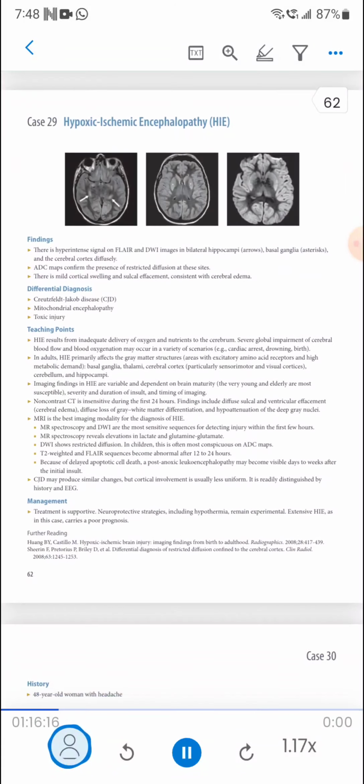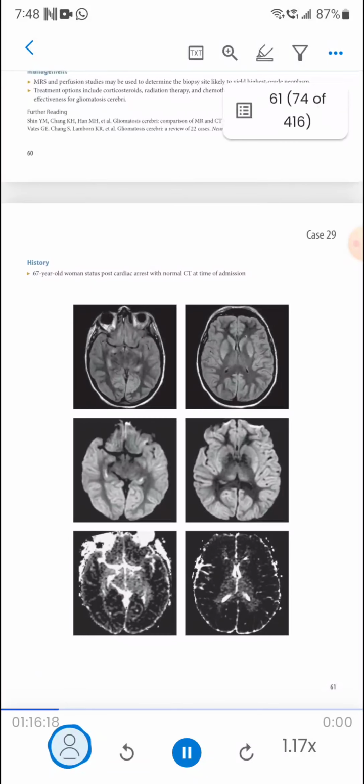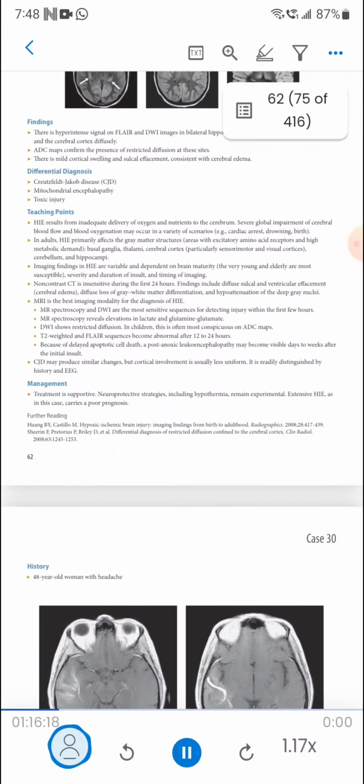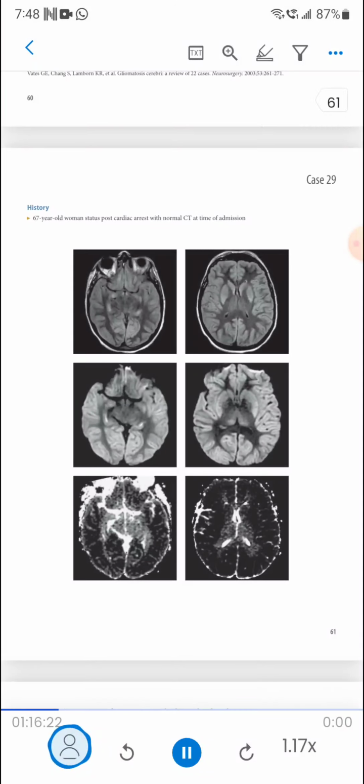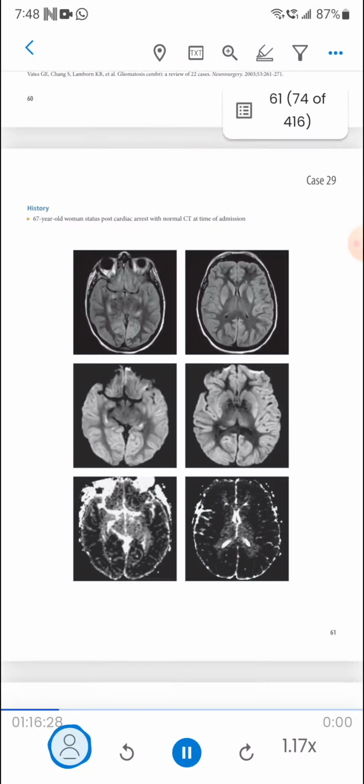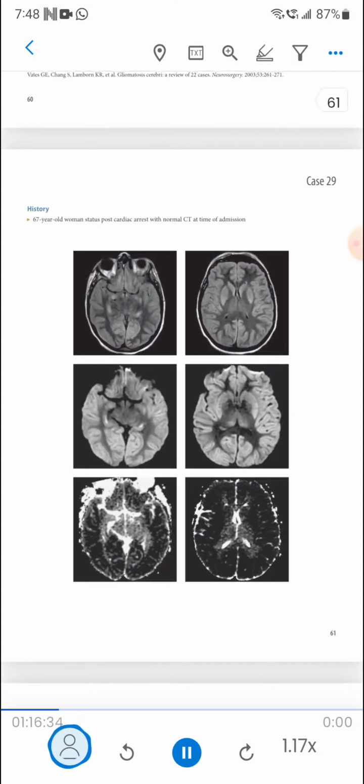Case 29: Hypoxic ischemic encephalopathy, HIE. Findings. There is hyperintense signal on FLAIR and DWI images in bilateral hippocampi, arrows, basal ganglia, asterisks, and the cerebral cortex diffusely. ADC maps confirm the presence of restricted diffusion at these sites. There is mild cortical swelling and sulcal effacement, consistent with cerebral edema.